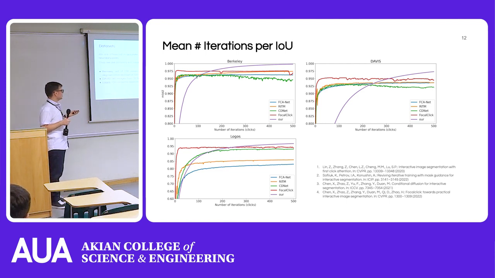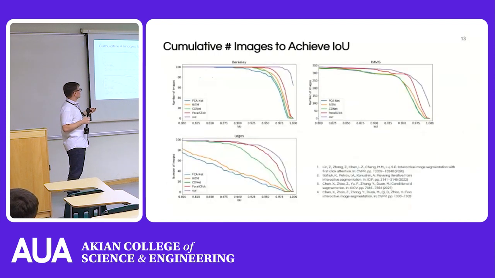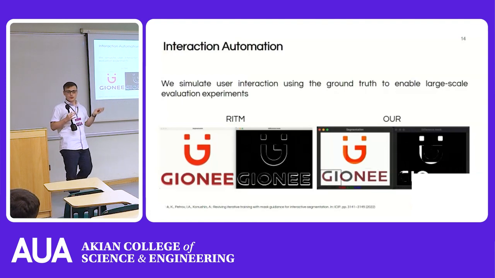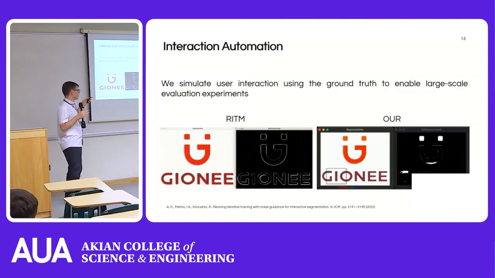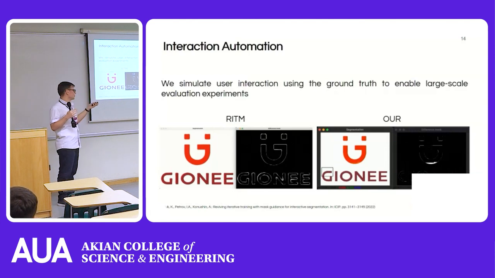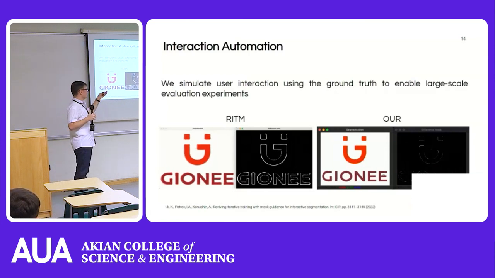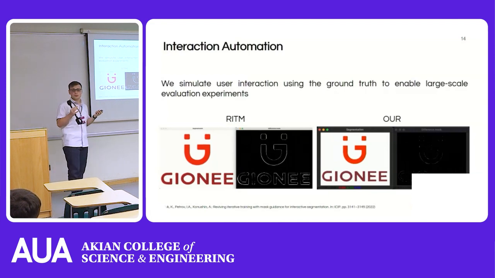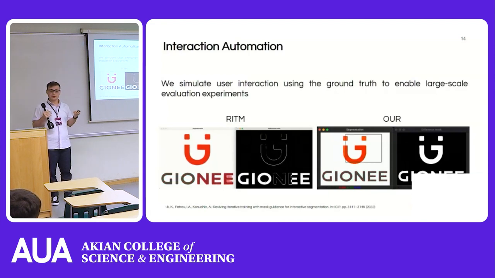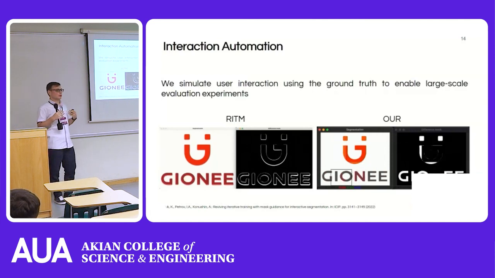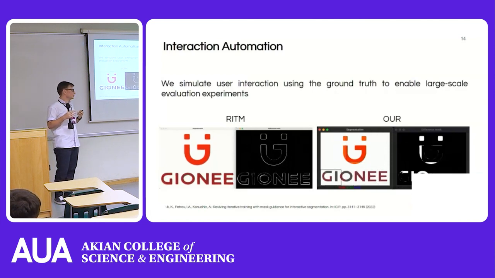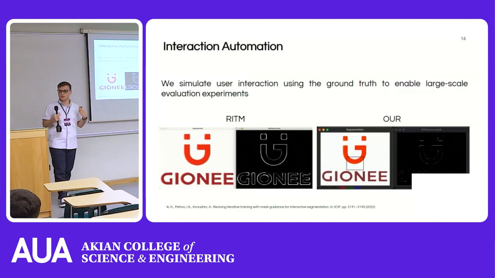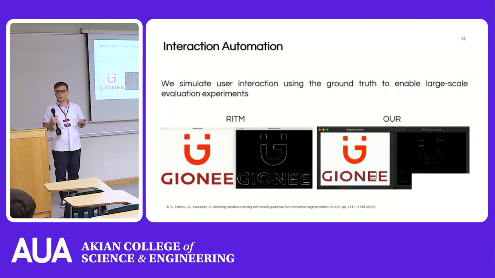We have used the interaction automation methods mainly used in our other methods, where we are taking the click as the center of the larger connected component of the difference mask, and we try to get a very similar automation as the other approaches like RITM or FocalClick.